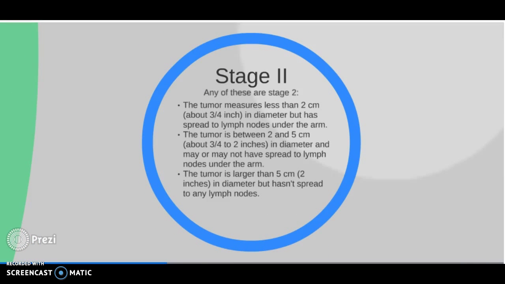Stage 2, and it can be any or all of these 3 different things: the tumor measures less than 2 centimeters in diameter, but has spread to lymph nodes under the arm, or the tumor is between 2 to 5 centimeters, which could be 3/4 to almost 2 inches in diameter, and may or may not have spread to the lymph nodes under the arm, or the tumor is larger than 5 centimeters, which is 2 inches in diameter, but has not spread to any lymph nodes. So any of those things fall under stage 2.